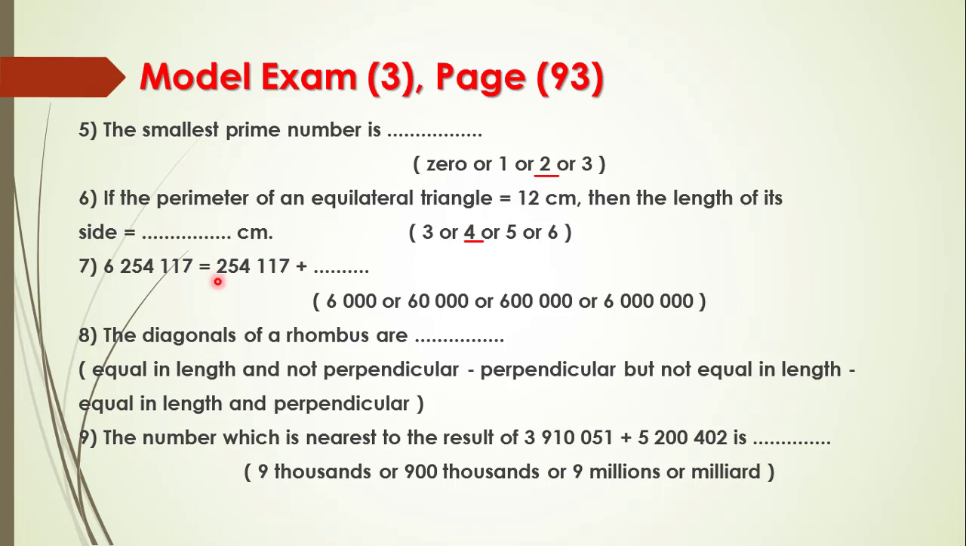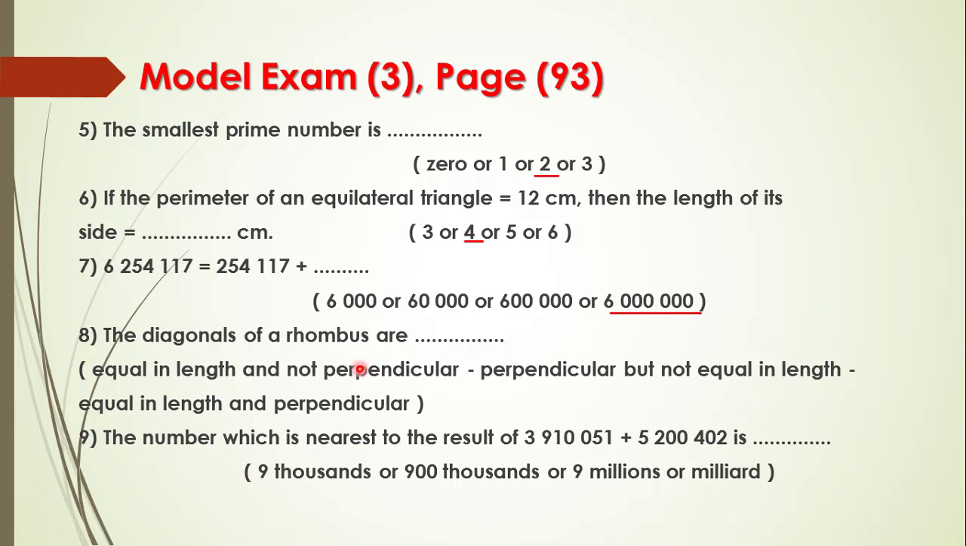Number 7, 6,254,117 equal 254,117. So the missing digit is 6, and 6 here is in millions. So I'll choose 6 million.